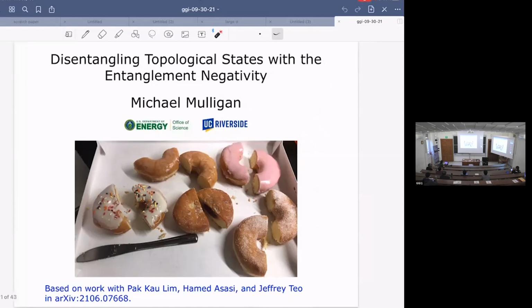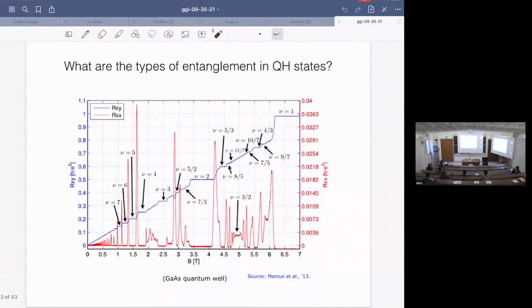So the subject of my talk are quantum Hall states. And the type of rough question I want to think about is, well, what are the types of entanglement in there? So 2-particle entanglement, 3-particle entanglement, and so on. And how can we use that to try to get a better understanding of these sorts of states?